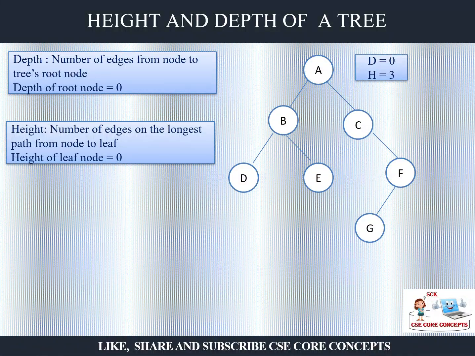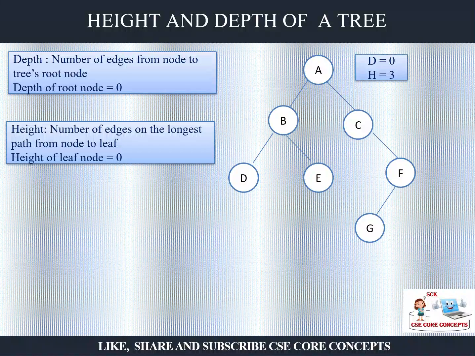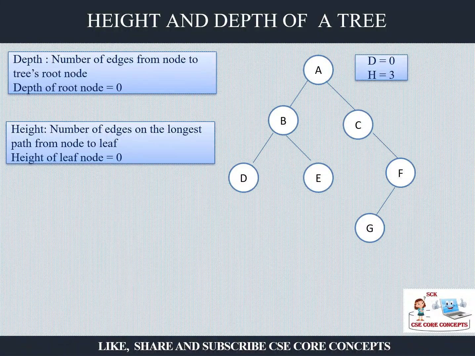Okay, so from A to C, C to F, F to G. So how many nodes do you have to cross in order to reach the leaf node G? 3: C, F and G. So the height of A is 3. Understood? So the distance from any node to the leaf node is its height.